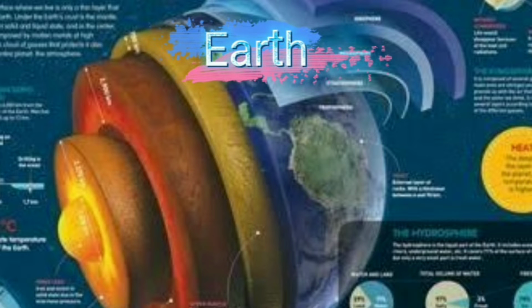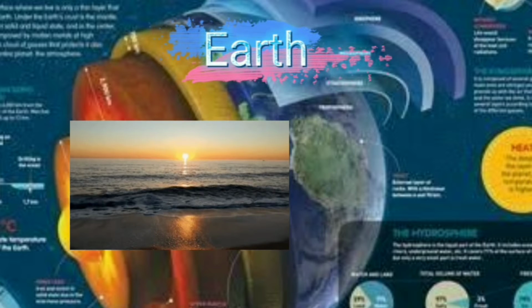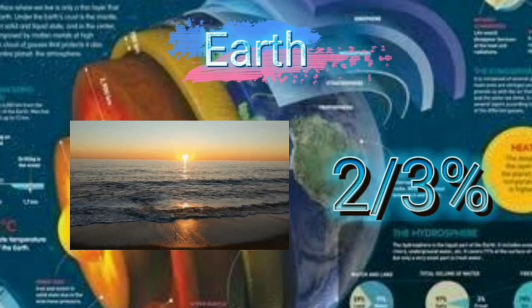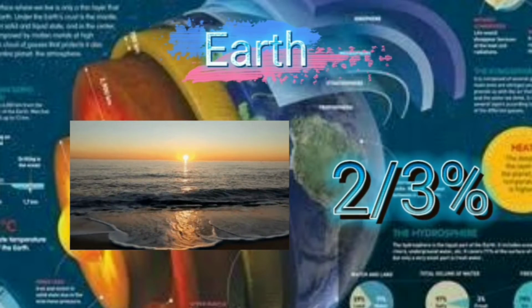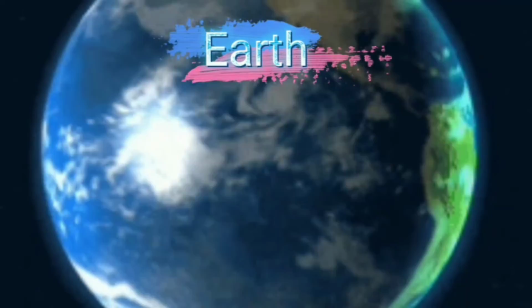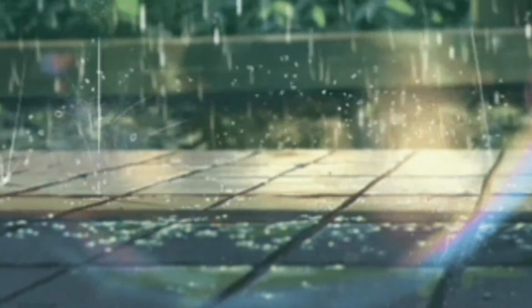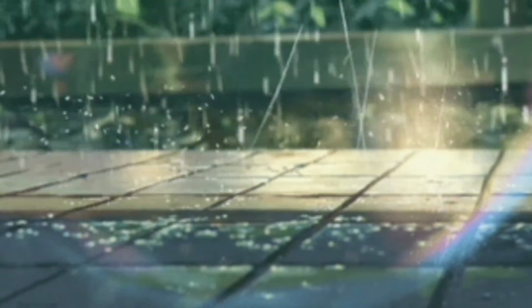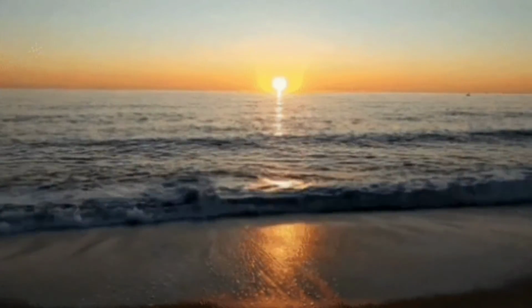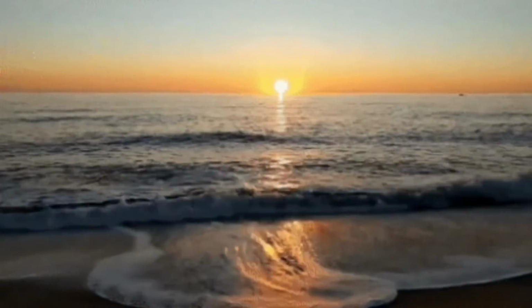Earth is sometimes called the water planet or the blue planet because seas cover more than 2/3 of its surface. Earth is the only planet or moon in the solar system with rain that falls from clouds, runs over the land, and collects in extensive oceans. It is also the only body we know that supports life.